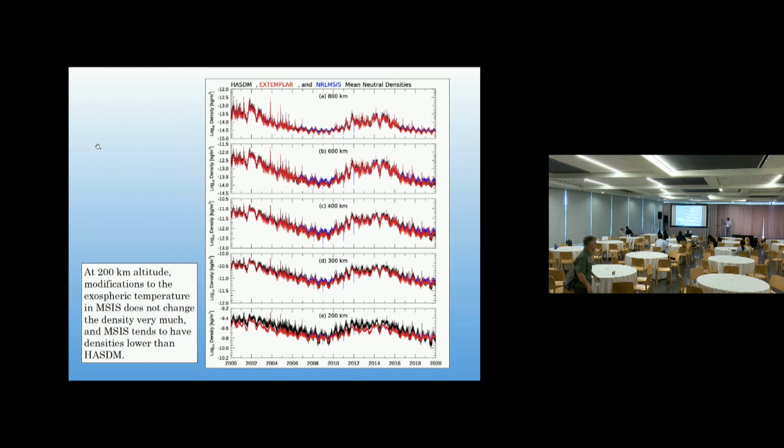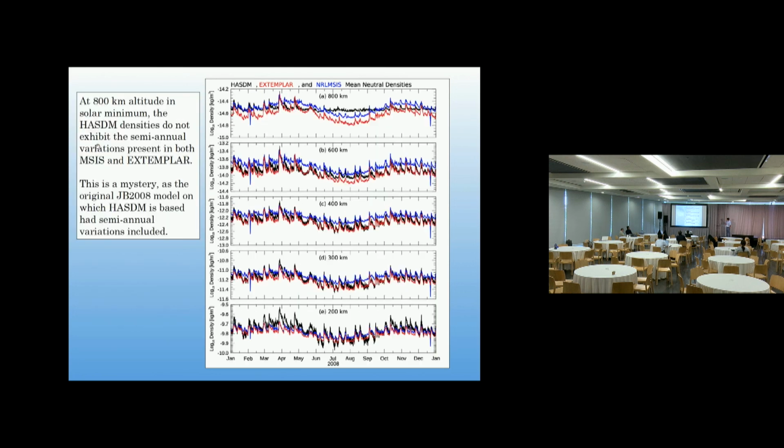And I'm going to skip this in the interest of time, because I just got a notification that I have to take my flight as well. But one thing I want to point out is that at 800 kilometers, for some reason, HASDM does not seem to capture the semi-annual variation, even though the background model, which is JB2008, does. And so that is something that we are still looking into.